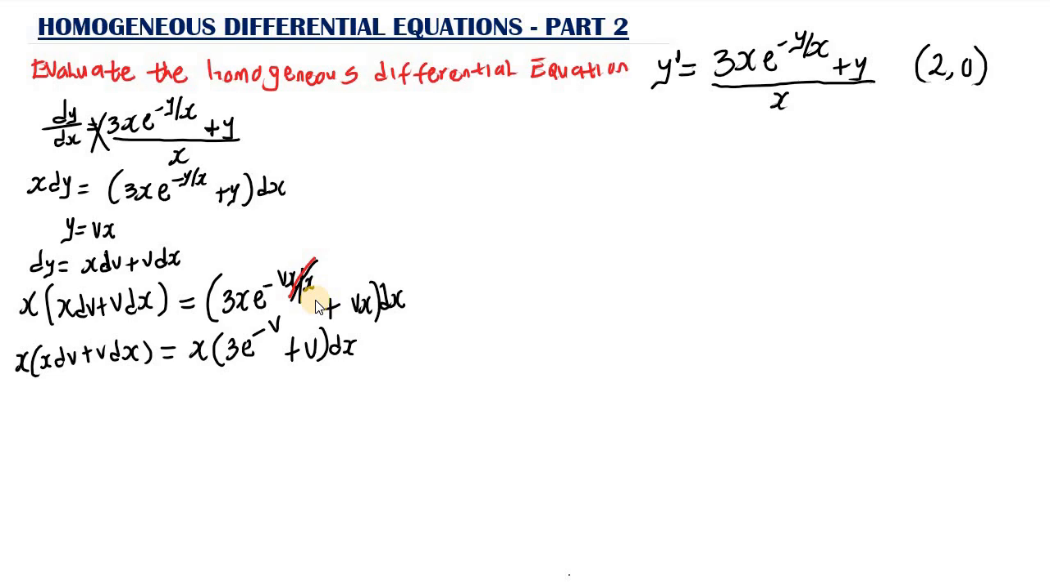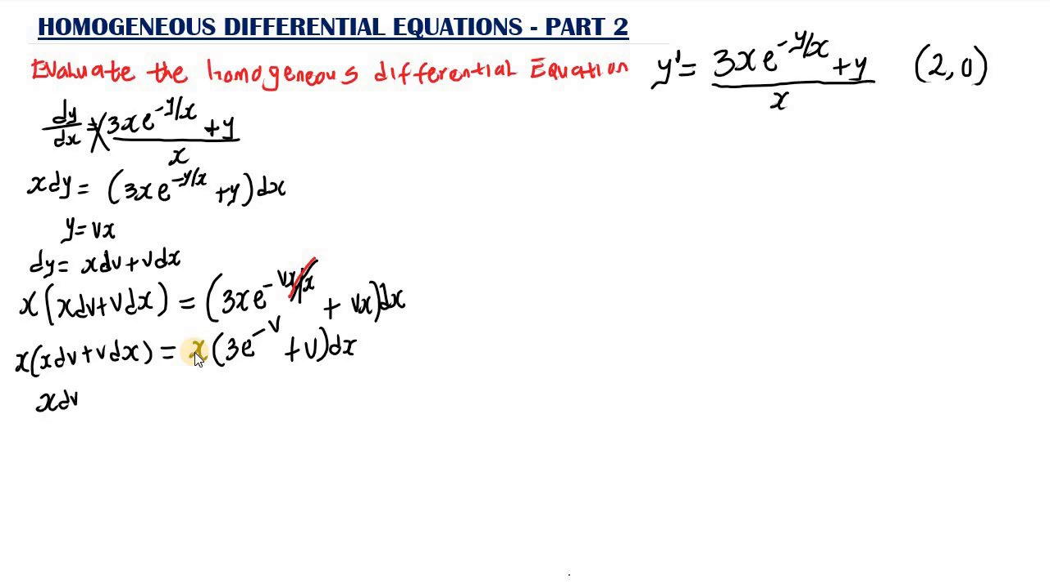As you can see, we have s on the left, and we also have s on the right. So we need to cancel out this s. And how can we do this? We are going to divide both sides by s. So if we divide both sides by s, we are going to cancel out the s.